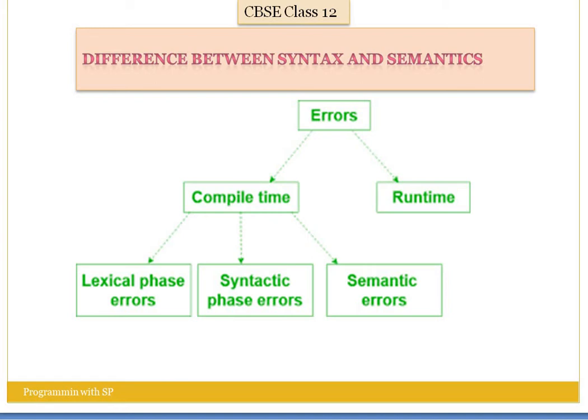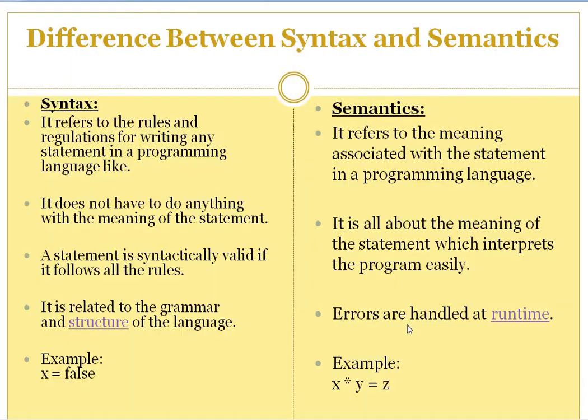Namaskar students. Today we will understand the difference between syntax and semantic error. So basically we have two types of error, compile time errors and runtime errors. And again we can divide compile time errors into lexical phase errors, semantic phase errors and syntactic errors. So basically in your class 12th, it is covered in brief, what is a syntax error and a semantic error.